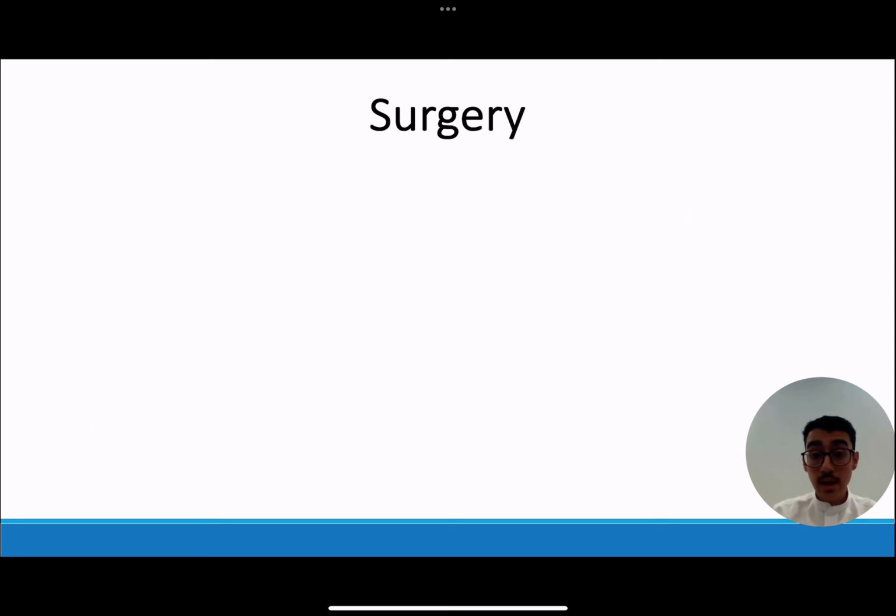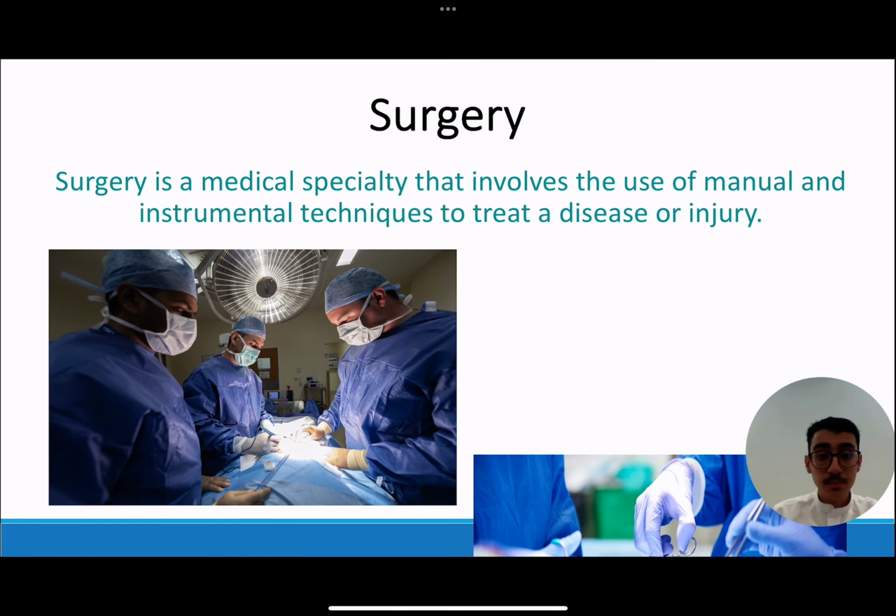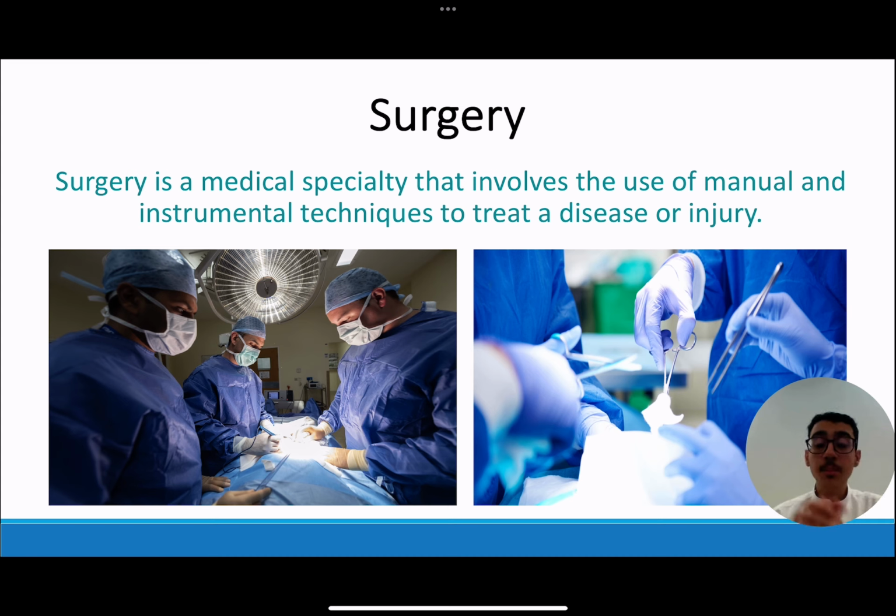First of all, we have surgery. Surgery is a medical specialty that involves the use of manual and instrumental techniques to treat a disease or injury. Like you can see in these two pictures, here is a surgery. So we have a lot of types of surgery, like plastic surgery, pediatric surgery, orthopedic surgery, and general surgery, and a lot more.